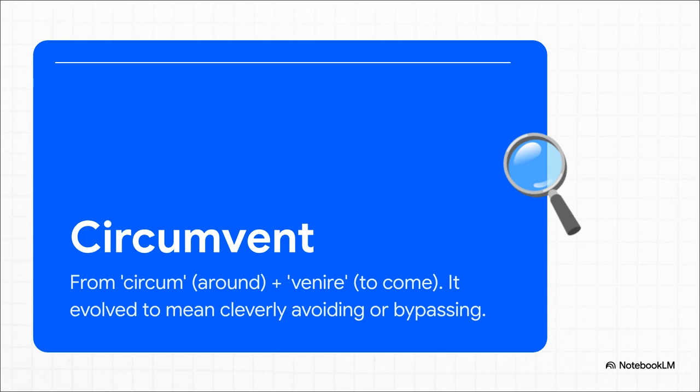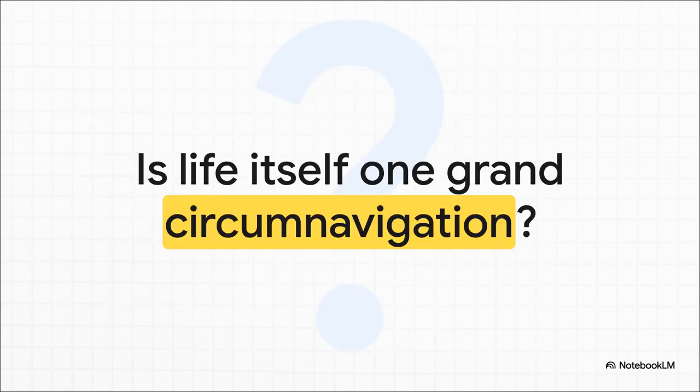When you circumvent something, you're not facing it head-on. You're finding a smart way to bypass it. It really is the art of the strategic sidestep. And that brings us right to our final thought. After seeing how we cut, speak, draw, walk, sail, and even scheme our way around things, it kind of makes you wonder, is life itself just one grand circumnavigation? Are we all just on our own personal journeys trying to make our way around the obstacles and challenges of the world? Something to think about.